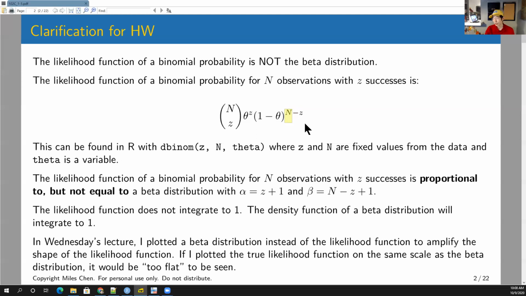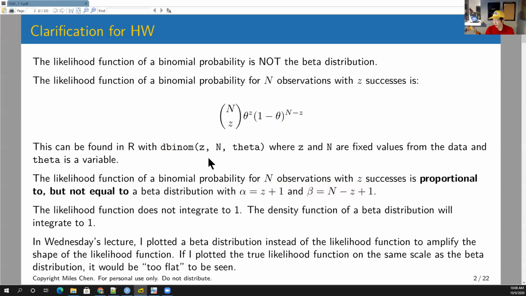If you had questions about the homework, don't use dbeta for the likelihood of a binomial probability. You can use dbinom. This is allowed, but don't use dbeta. Dbeta with these properties is proportional to dbinom, but it's not the same.